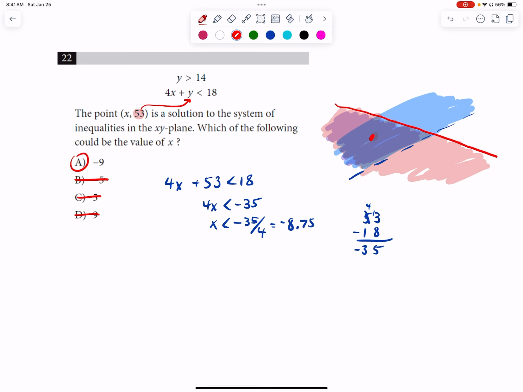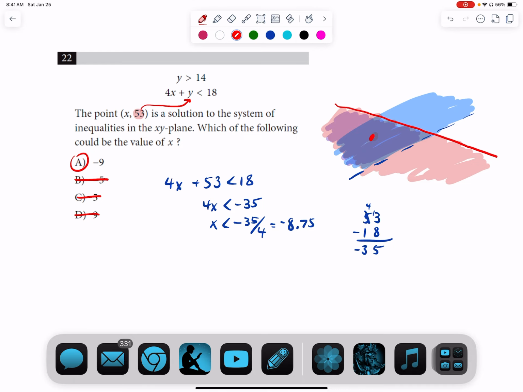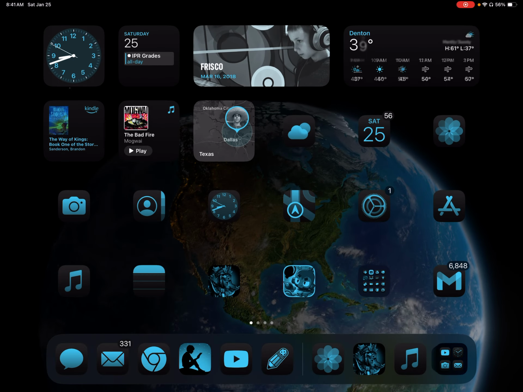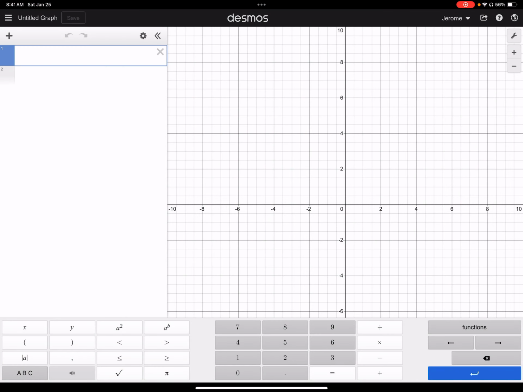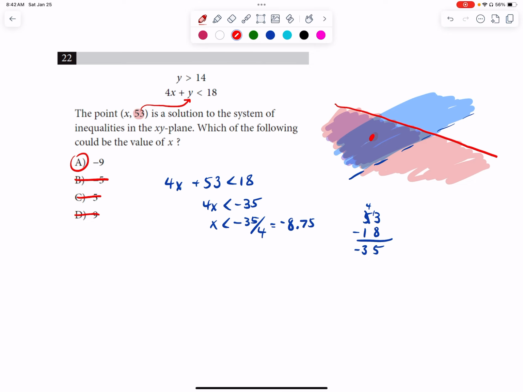Now, you probably didn't solve this thing by hand. Maybe what you did is you went straight for the Desmos, which you totally can do, because Desmos can and will solve inequalities for you, or graph them, I should say. So one of our inequalities was y is, I think it was greater than 14. Let me fact check that, shall I? Greater than 14? Okay, and then the next one is 4x plus y is less than 18.